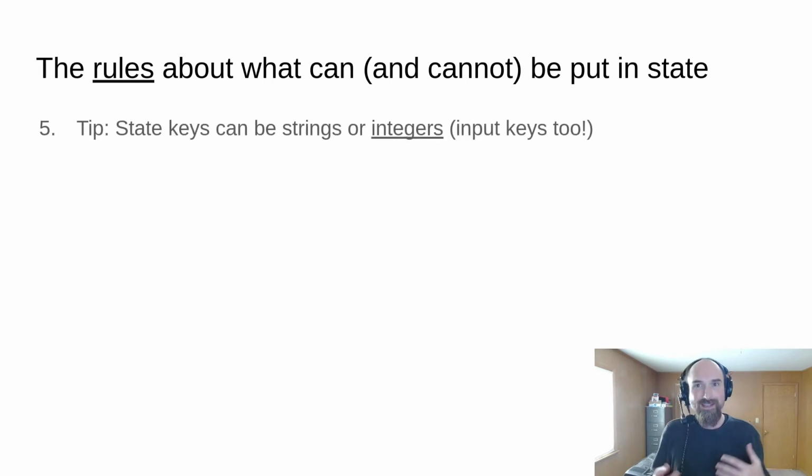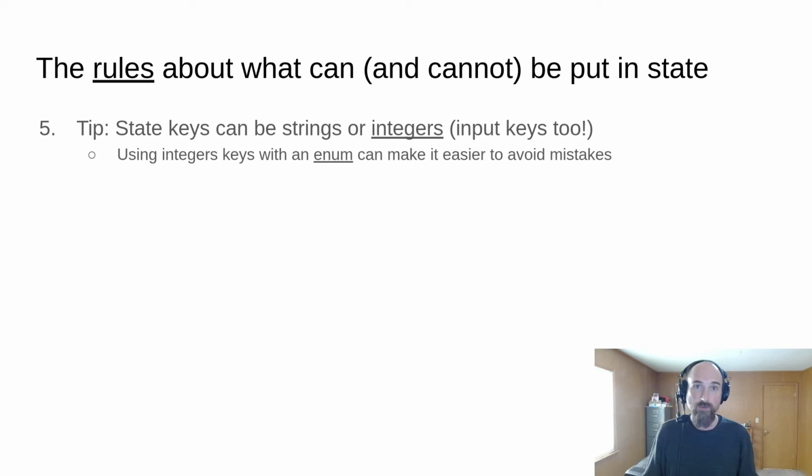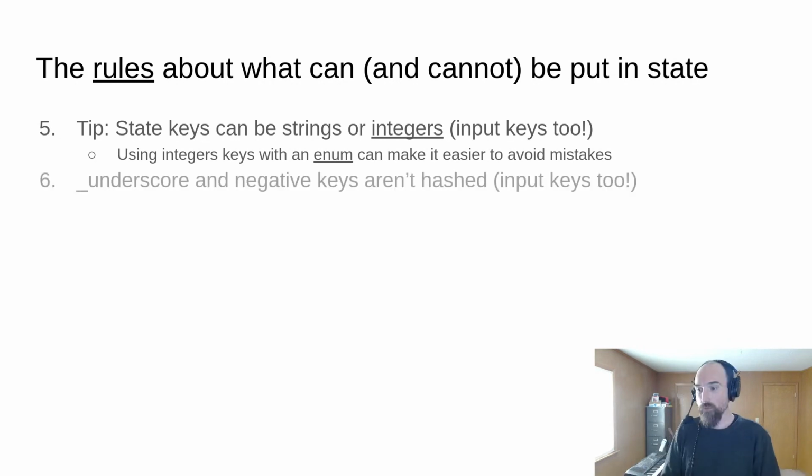Rule number 5. This is really more of a tip than a rule, but state keys can either be strings or integers, and this applies to input keys as well. Up until now, in this tutorial, we've always used strings as the keys into our state and input dictionaries, but integer keys with an enum to define all the possible keys can make it easier to avoid mistakes that come from mistyping a free-form string, and you can use autocomplete. So it's something worth considering, although it does make it harder to understand the state and input in the log inspector, because it'll just show the keys as numbers. In Retro Tank Party, I used integer keys for all the input dictionaries, but string keys for state. It's up to you.